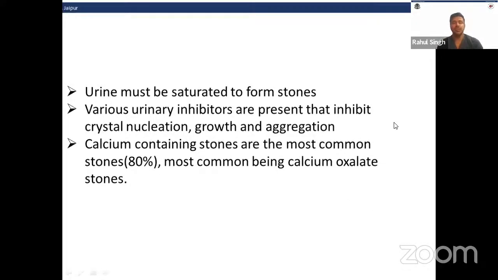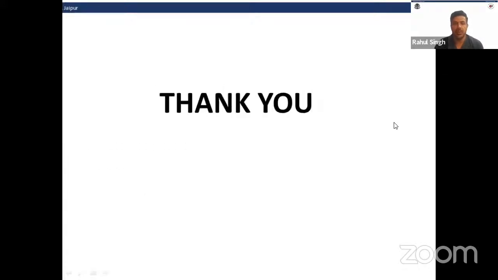Urine must be saturated to form stones. There are various urinary inhibitors present in the urine that inhibit crystal nucleation, growth, and aggregation. The calcium-containing stones are the most common, about 80%, the most common being calcium oxalate stone.